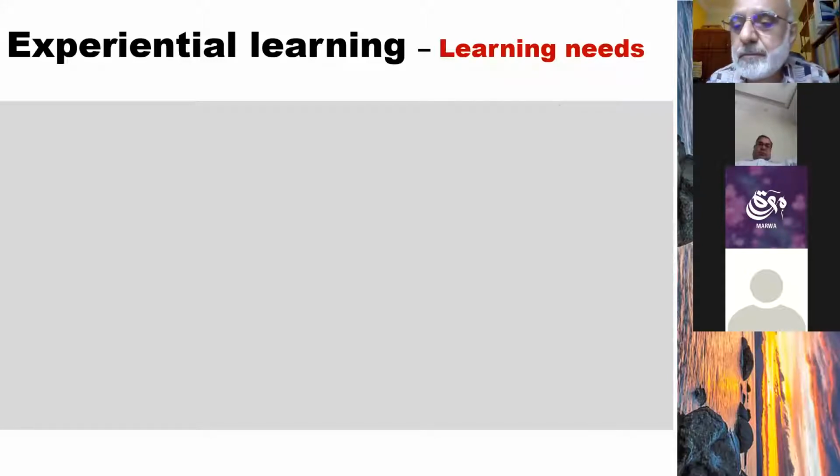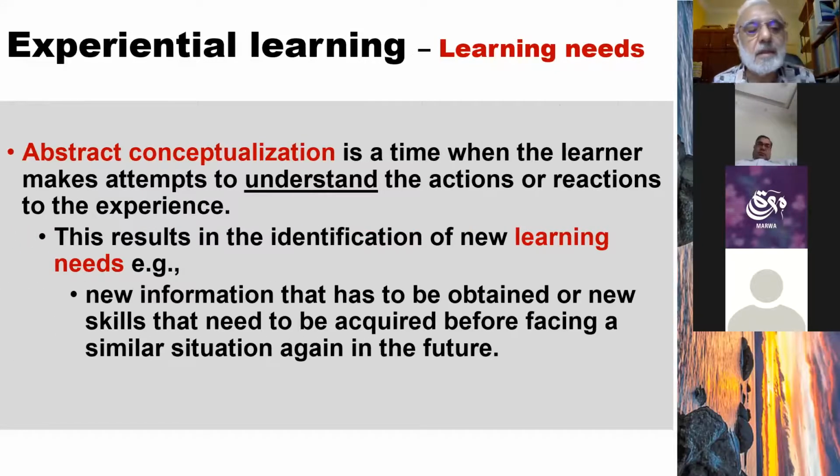How do we identify the learning needs? The abstract conceptualization is the most important part. This is a time when the learner makes attempts to understand the actions or reactions to the experience. And when we try to understand, going through that process, we identify new learning needs. We identify the shortcomings, either in our knowledge or in our skill. Maybe new information that needs to be obtained, or new skills that need to be acquired to handle that situation.